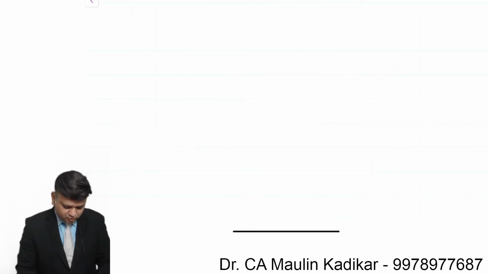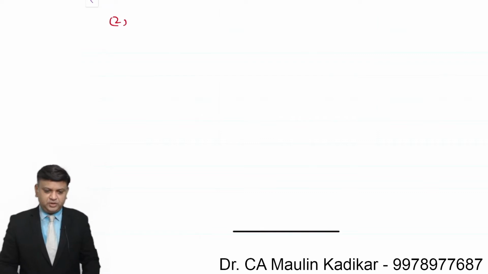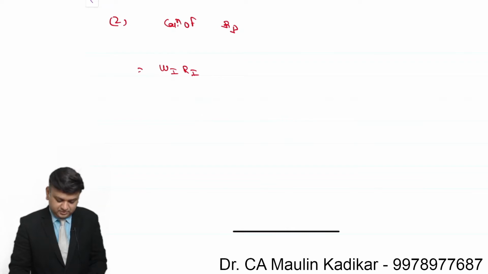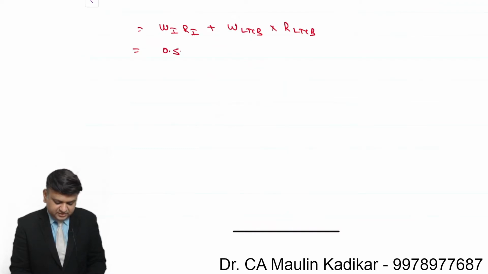Now let us understand how to do the second part of the question. Second part of the question mein aisa de rakha hai, can Mr. A do even better by making equal investment? To ye jo portfolio suggest kiya hai na, wo portfolio ka humko kya karna padega? Risk aur return find karna padega. So write down the answer, calculation of return of the portfolio: weight of index fund into return of index fund plus weight of corporate bond into return of long term corporate bond. Aisa kiya jayega.